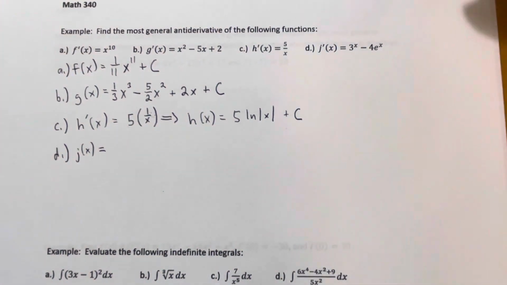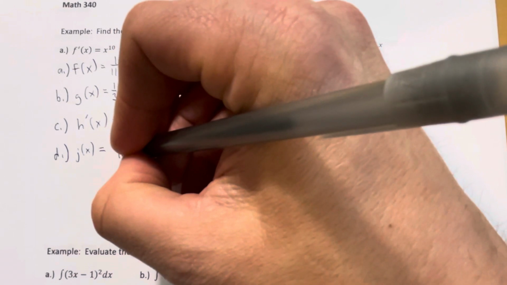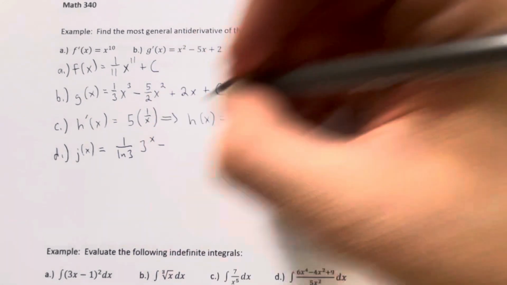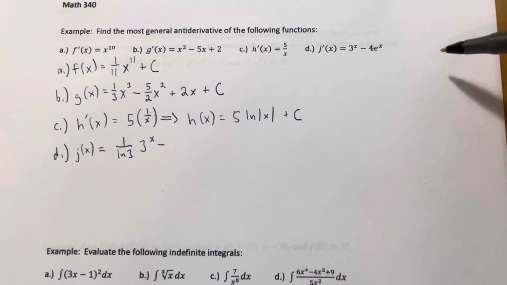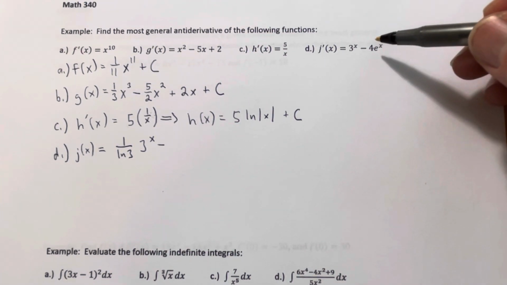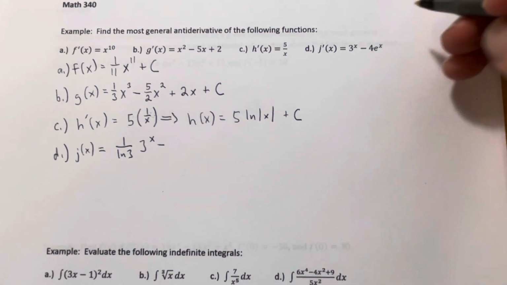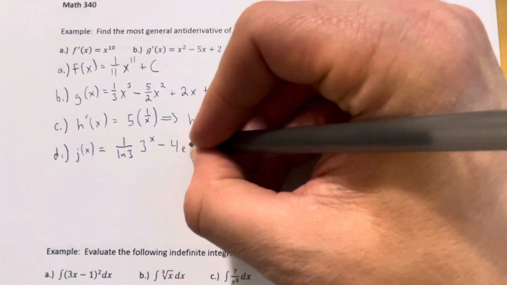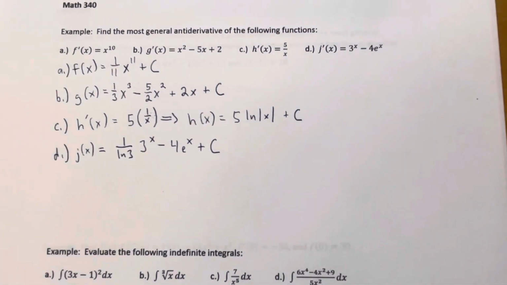I want to do the opposite. I want to divide by that. So this is going to be equal to 1 over the natural log of 3 times 3 to the power of x minus, and then over here, I have a constant times a function. So its antiderivative is that same constant times the antiderivative of e to the x. But e to the x is its own antiderivative. And so I still end up with a 4e to the x there. But then I also have to include this plus c.